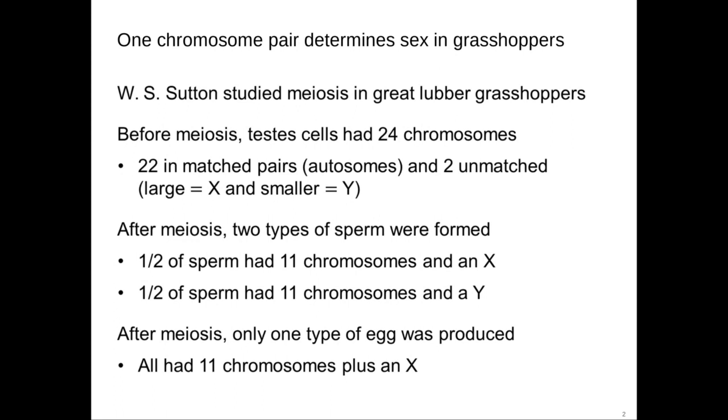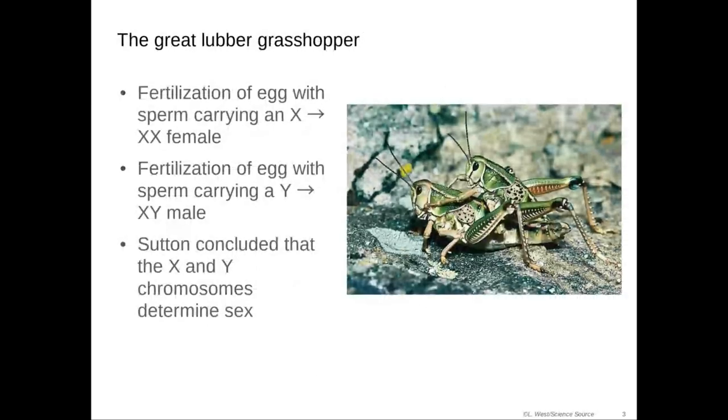Now, after meiosis, he found that 2 distinct types of sperm were formed. Half the sperm had 11 chromosomes and an X, and the other half had 11 chromosomes and a Y. And after meiosis, only one type of egg was produced. And so all had 11 chromosomes plus X. So this is the setting that Sutton had, and you know, we're talking about it, so clearly it works, right?